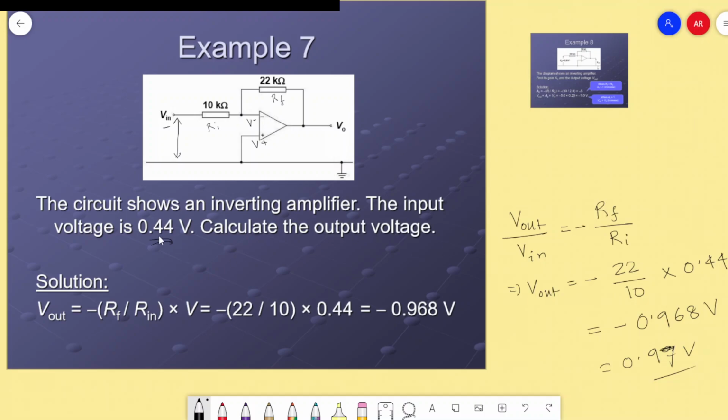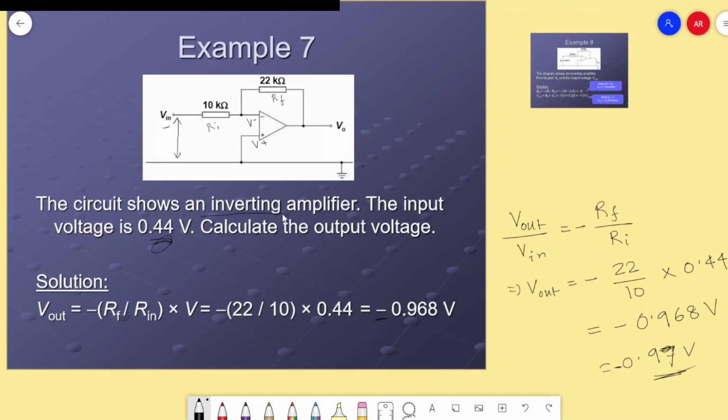The input voltage is 0.44. The output voltage has been magnified. It is 0.97 and it is opposite of the input voltage. The input voltage was positive 0.44, the output voltage is negative 0.97. Is it clear?